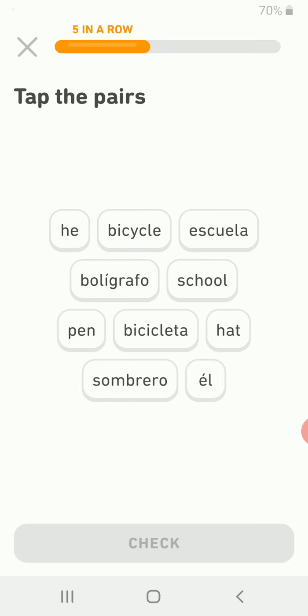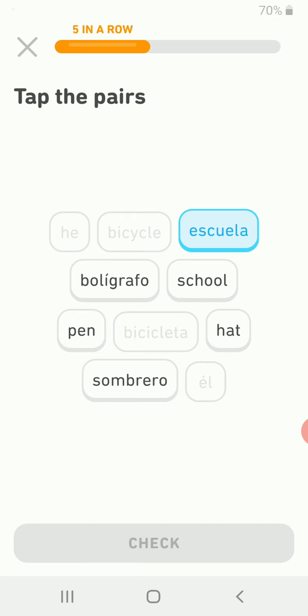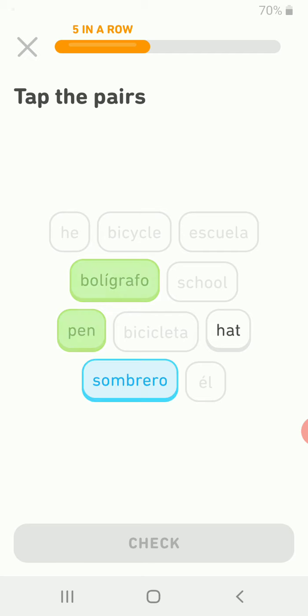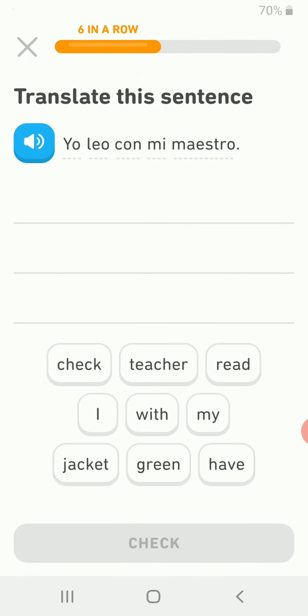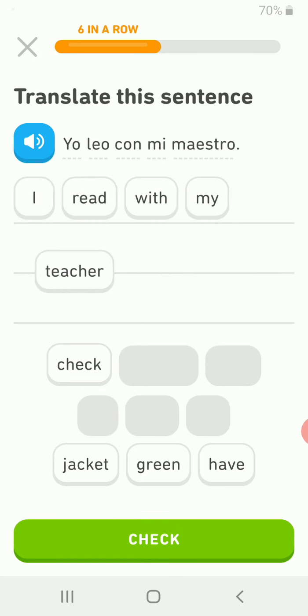Alright, let's get busy. Here is the exercise where you have to pair the correct two words in both languages. So he is él, la bicicleta, bicycle. Escuela is a school. And bolígrafo is a pen. Sombrero is a hat. Yo leo con mi maestro. So teacher is maestro, and I said previously profesor, el maestro. So both are correct. And here we see how to conjugate the verb leer to the first person singular, I. So I read with my teacher.